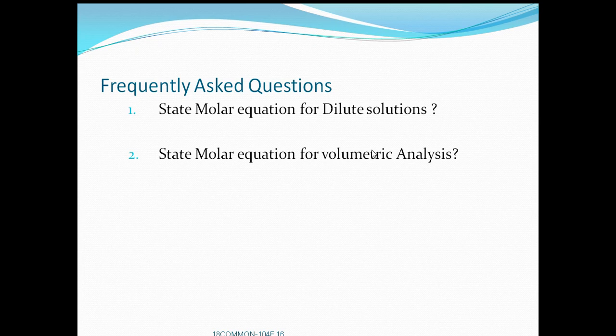Next, state the molar equation for volumetric analysis. Already I discussed that in the laboratory we use volumetric analysis. What is the formula for this question? Simply we can write the volumetric analysis formula as M1 V1 by small n1 equal to M2 V2 by n2. So for the dilution equation, if you add the number of moles, we can calculate volumetric analysis very simply. Okay, that is the formula.